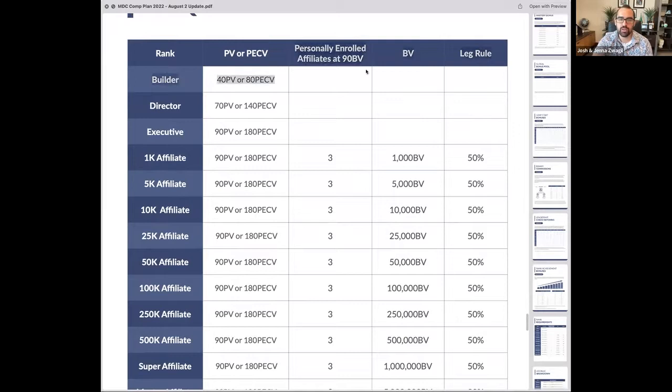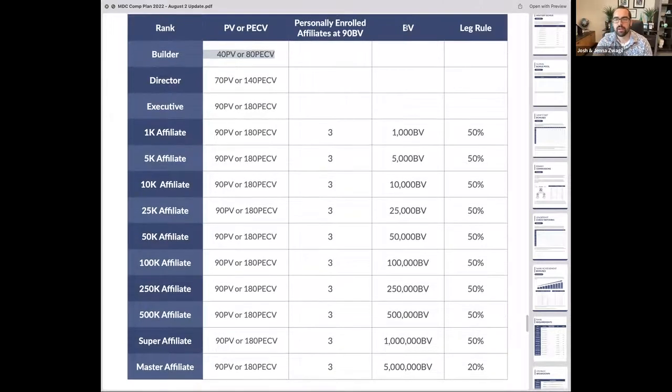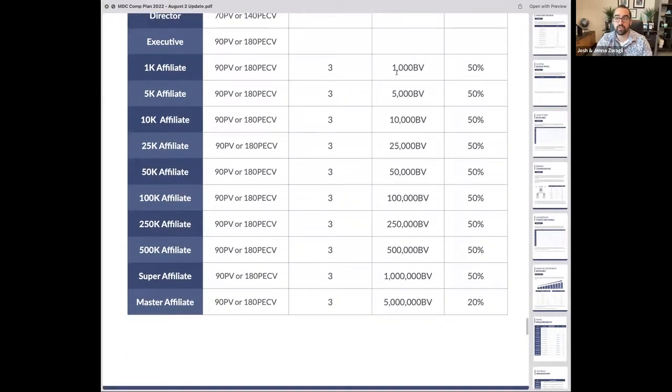Oh, and by the way, this column is you basically need 3 affiliates personally enrolled at 90 BV. Now, we are going to be making a change to that where we'll let it be affiliates and customers. Right now, it's 3 affiliates at 90 BV. So BV in this column, this tells you what the total enrollment tree volume needs to be to hit these ranks. And so 1K is 1,000 BV. That's 10 people, 10 that come in on a 100-point order.